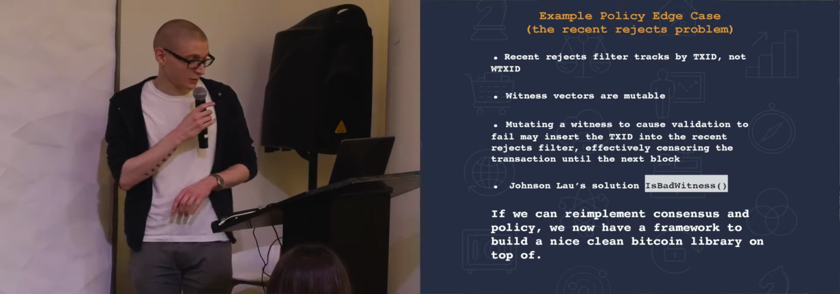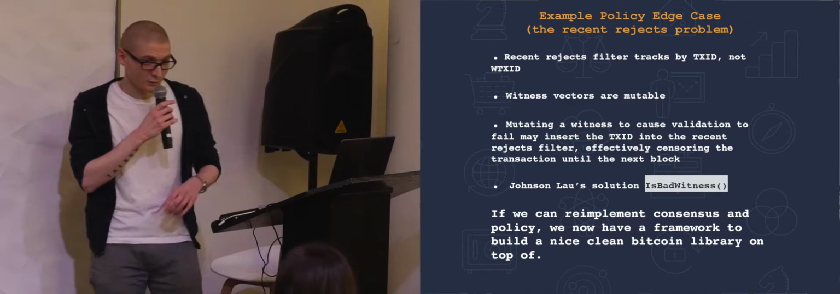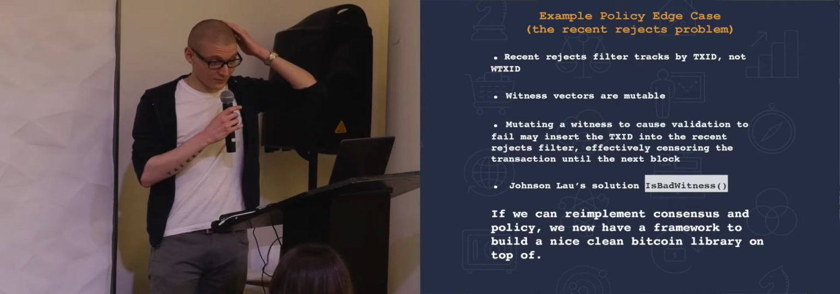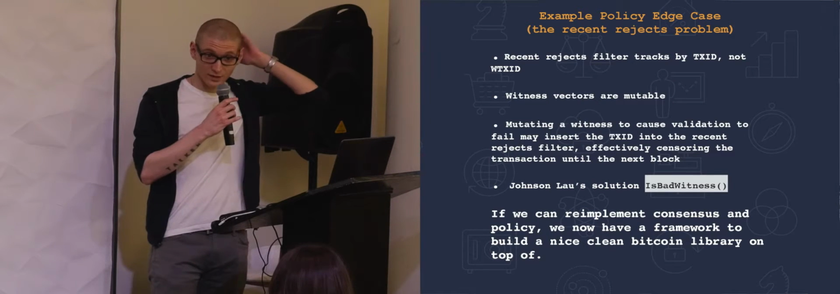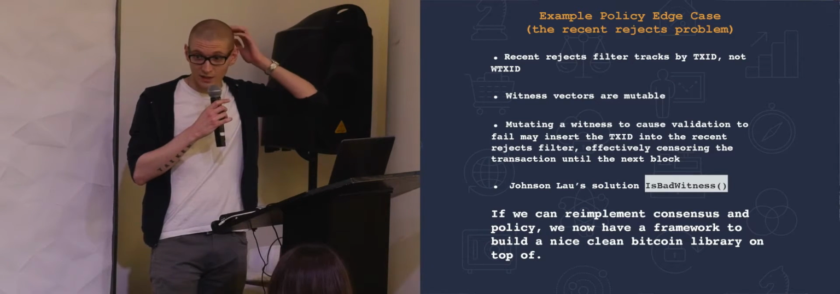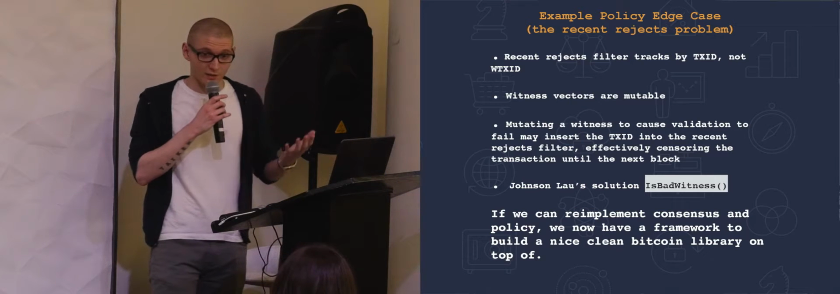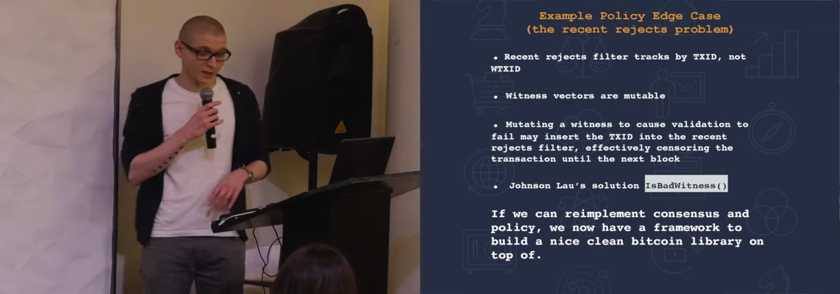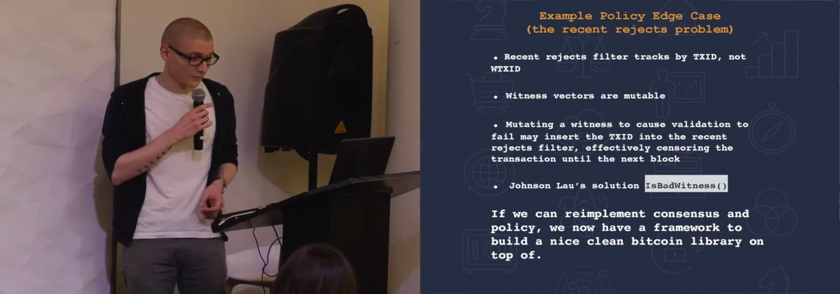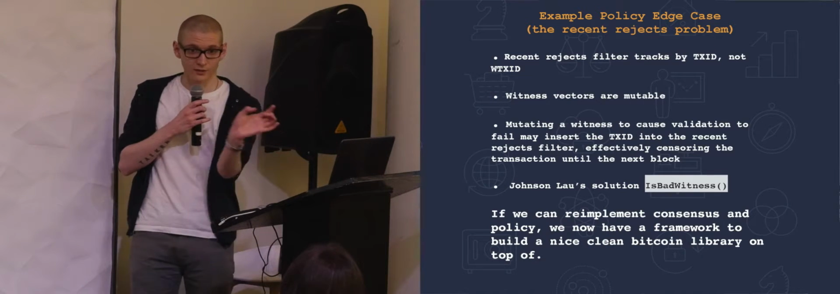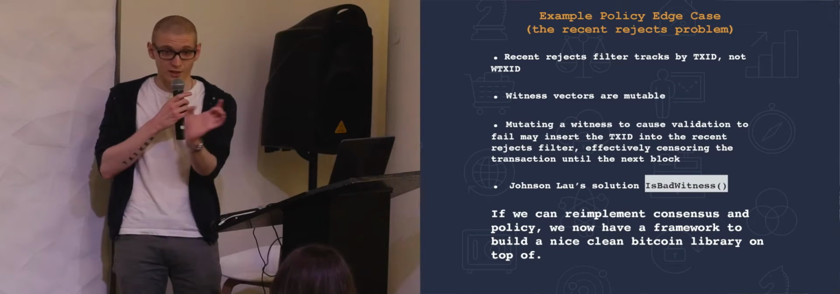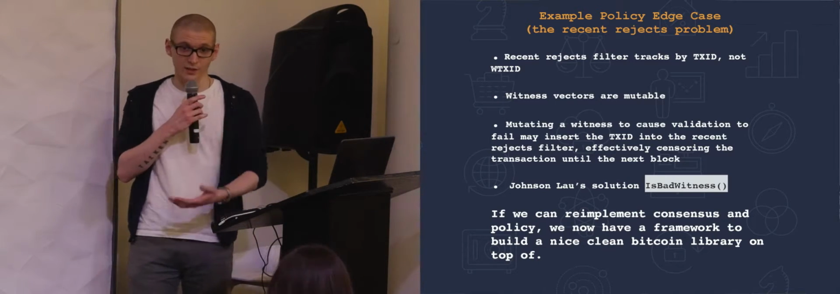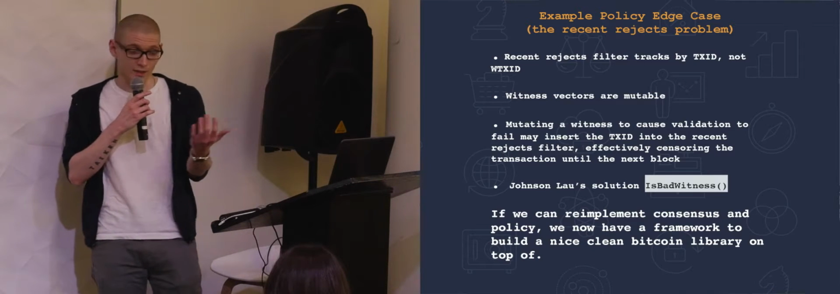And so here's an example policy edge case. So recently it was discovered, after SegWit was merged in, that witnesses can be mutated in relay. A bad actor on the network can mutate a witness and give a really big witness or an invalid witness and cause validation to fail on some level and get passed into this recent rejects filter thing. The recent rejects filter is a Bloom filter that keeps track of all the transactions that have been recently rejected, so you don't re-request them.